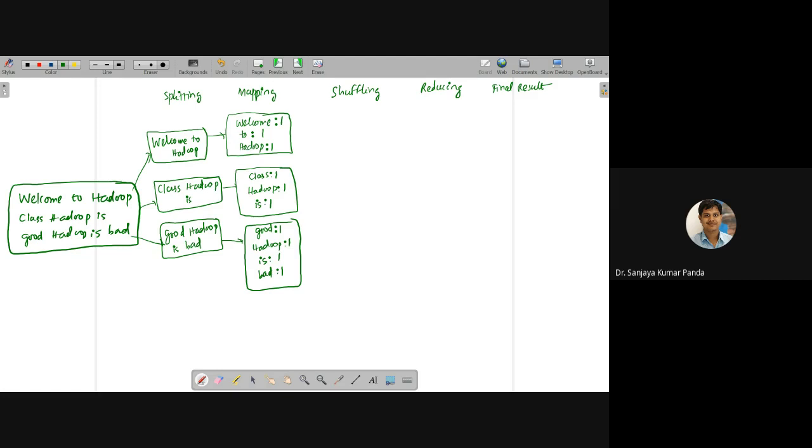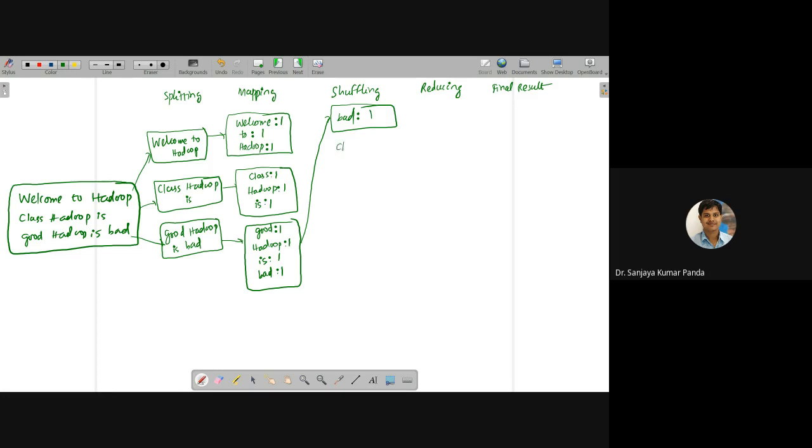Now, when you go for shuffling, what you have to do is, for each and every word, you have to take the ones. For example, I'm taking bad. So bad occurred how many times? Is there any bad here? No. Any bad word here? No. Here it is there. So it is connected to this one. So it will say bad is repeated one time.